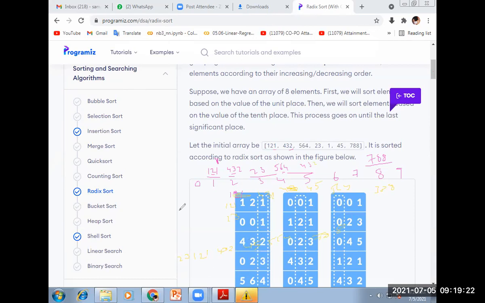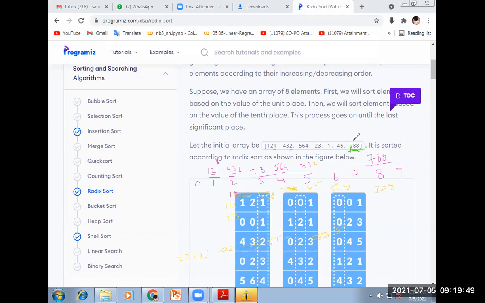Again you consider the third position, so the third digit. If there is no third digit, store it there only. Then these elements are arranged in order. So how many digits are there? You consider that. Finally, you sort the elements.